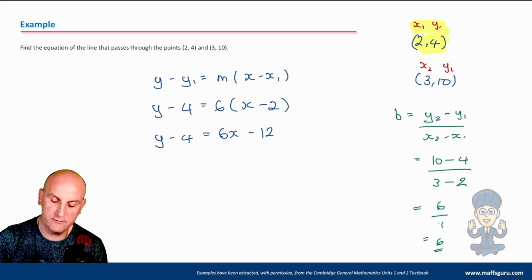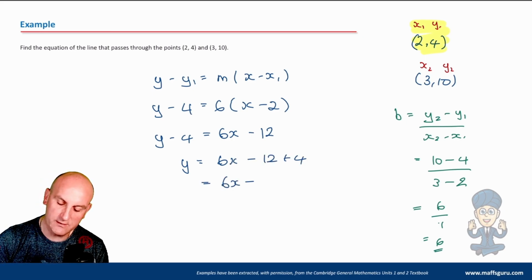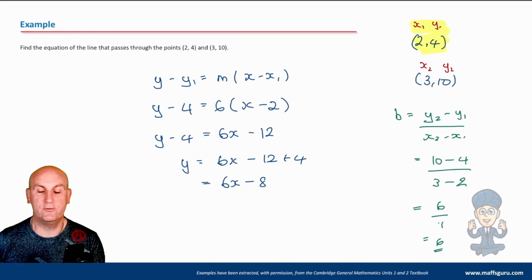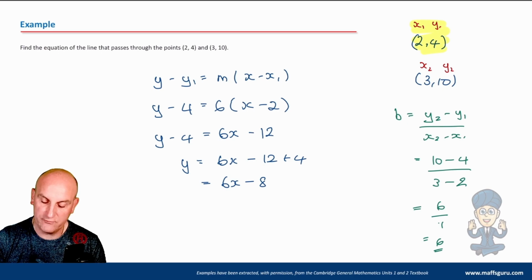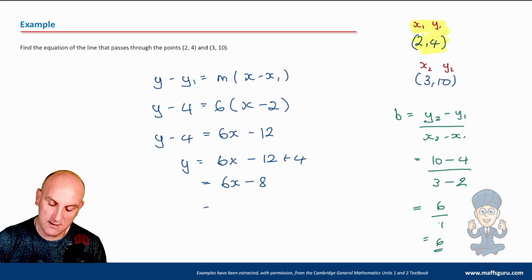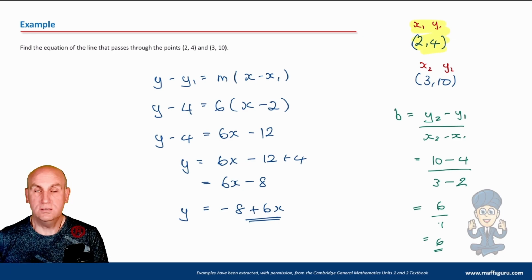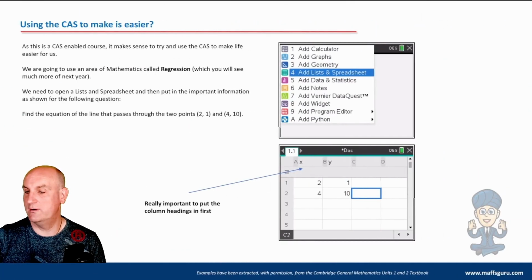I want to get the y on its own, so I've got to add 4 to both sides. So it becomes 6x minus 12 plus 4. So it becomes 6x minus 8, I think. And again, we want to write it in the right order. And again, we've got to be very careful here that that minus sign belongs to the 8. So in which case, my equation becomes y is equal to minus 8 plus 6x. Should we try and do this in a slightly better way or an easier way?